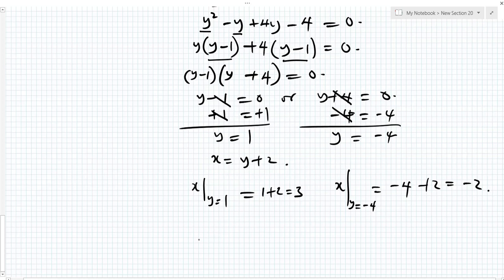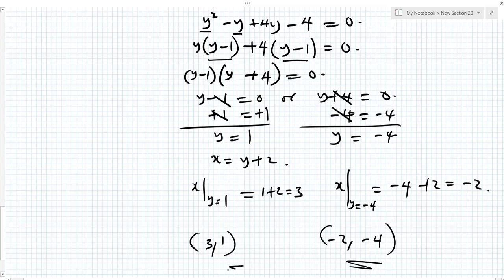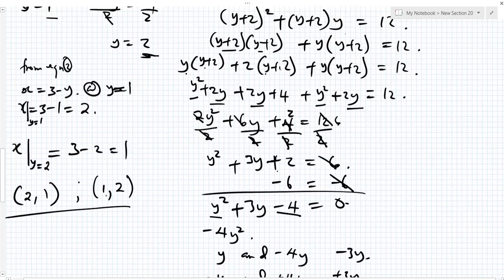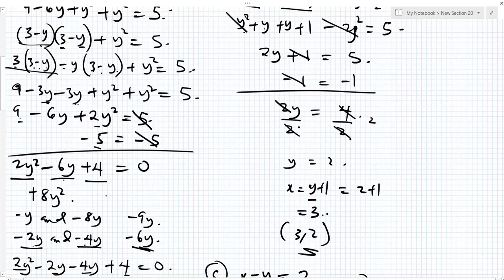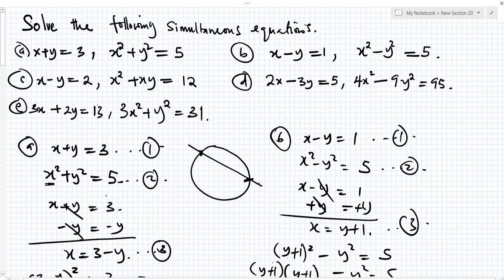So that means the coordinates are 3 and 1, and minus 2 and minus 4. So these are the points where they intersect. So let's go to D.